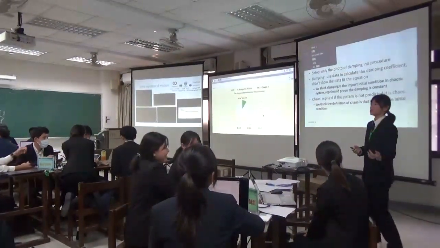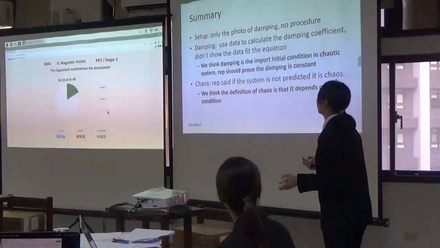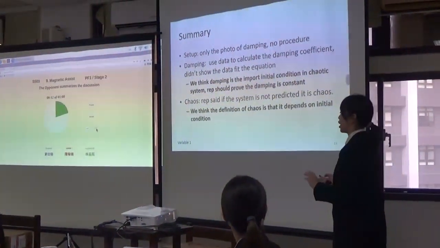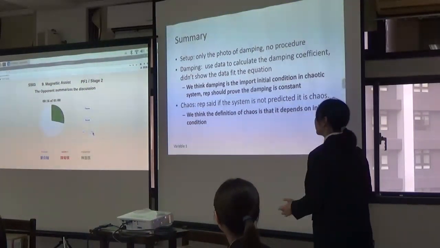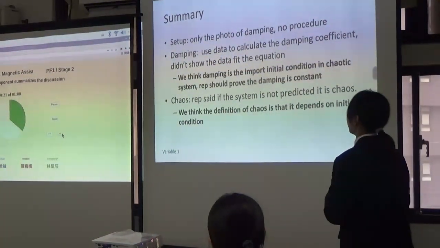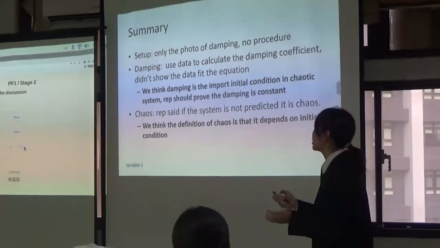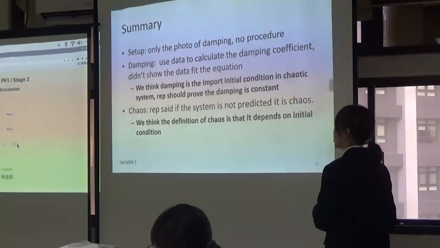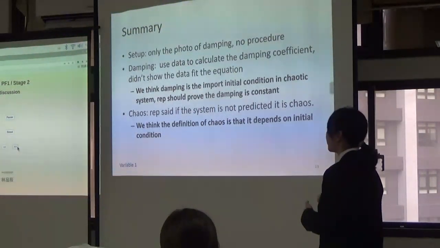So I would like to summarize the discussion. The first one is setup. Only the photo of damping, not the procedure, and they didn't have another video of that. Damping uses data to calculate the damping coefficient, but they didn't show the data or the physical equation. And we think damping is an important initial condition in a chaotic system. The reporter should prove the damping is constant.